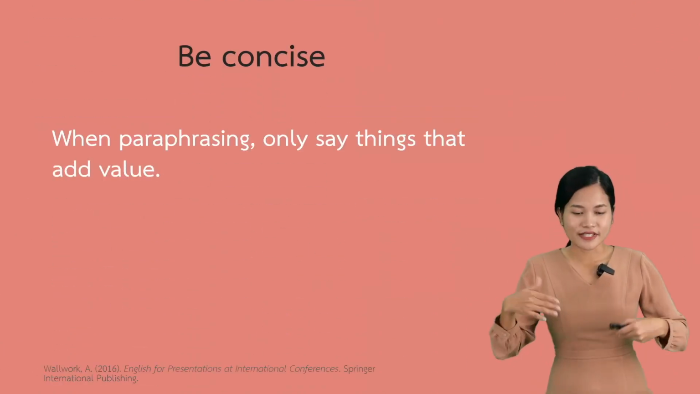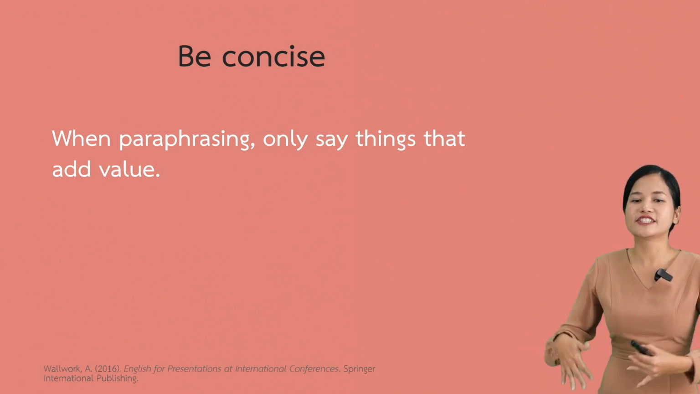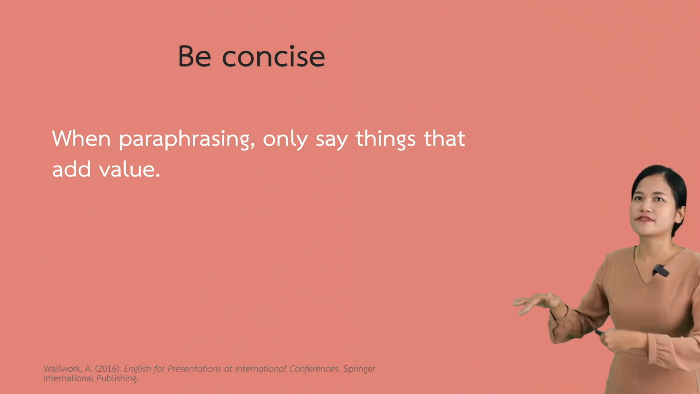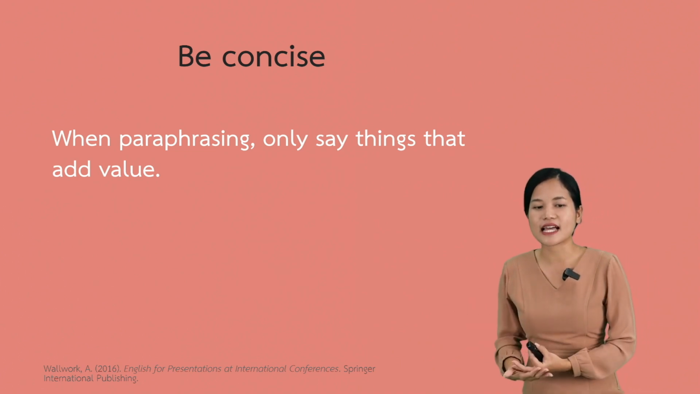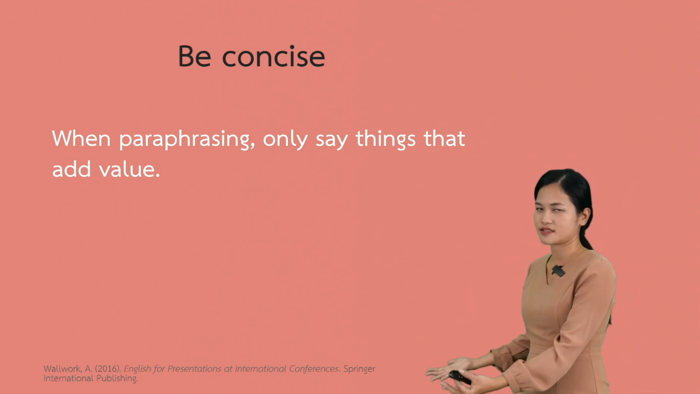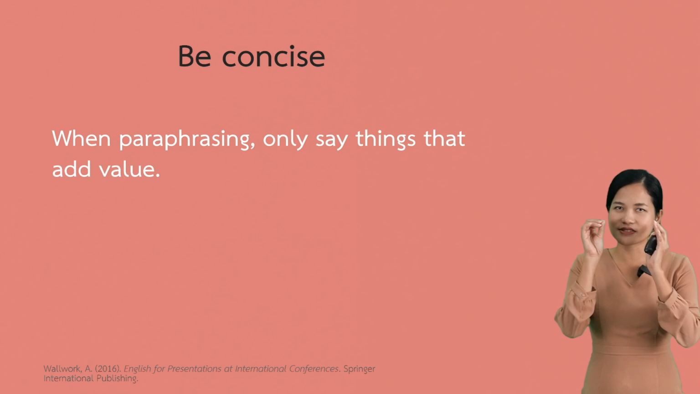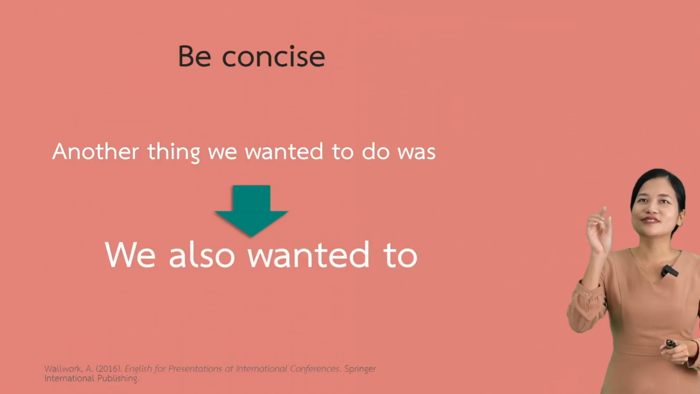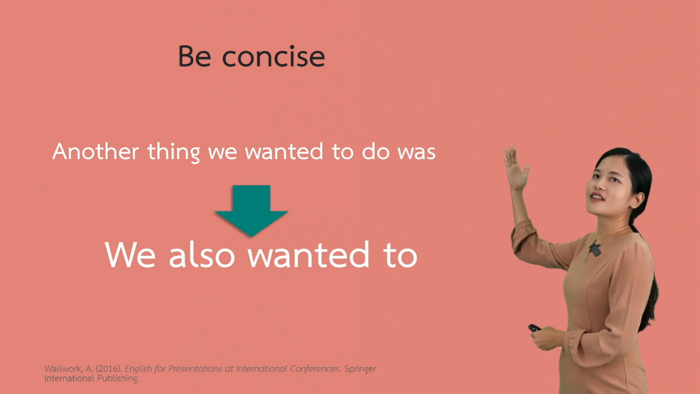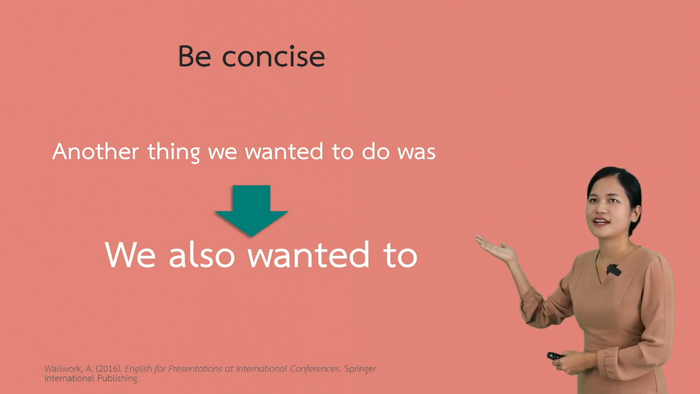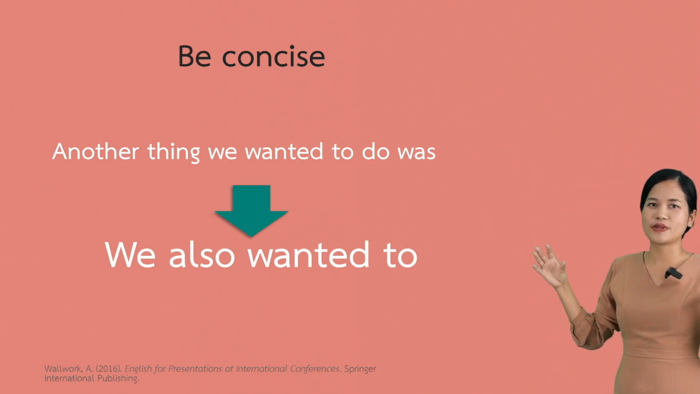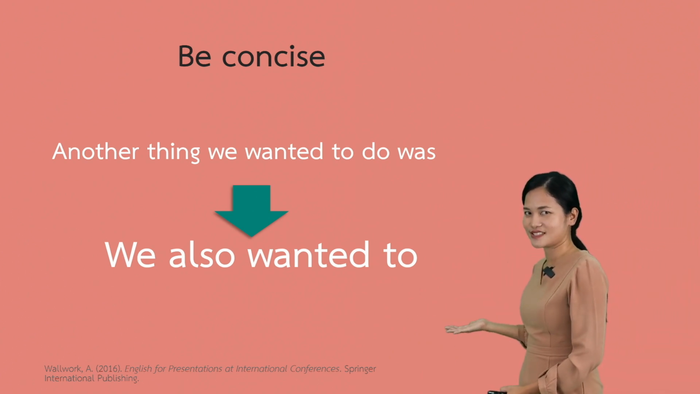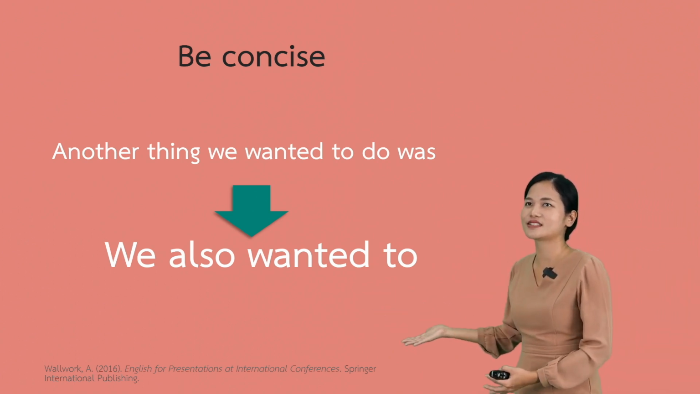So when you're paraphrasing, try to be concise. Make it short, but still keep the meaning. Okay? When paraphrasing, only say things that add value to your work. Okay? Try to focus on the main ideas. For example, if you use this sentence, Another thing we wanted to do was, I just want you to make it shorter. You just say, we also wanted to. Just this, make it short, make it concise.